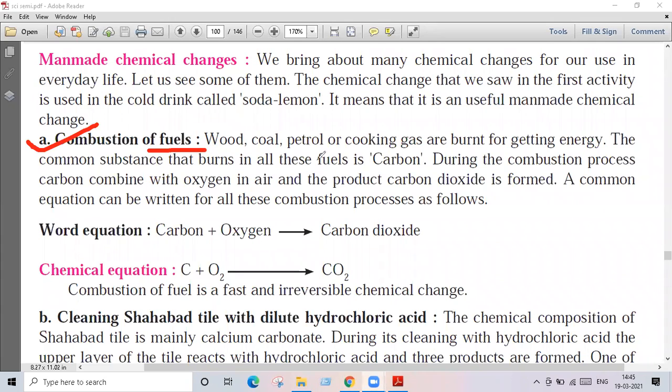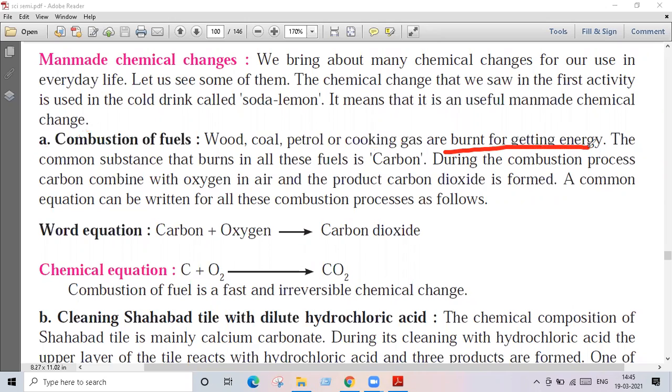We have at our home cooking gas, that is LPG. Petrol is needed in our vehicles, in cars, rickshaws, and now CNG has come, motorcycles, etc. Coal, kerosene, wood, right?